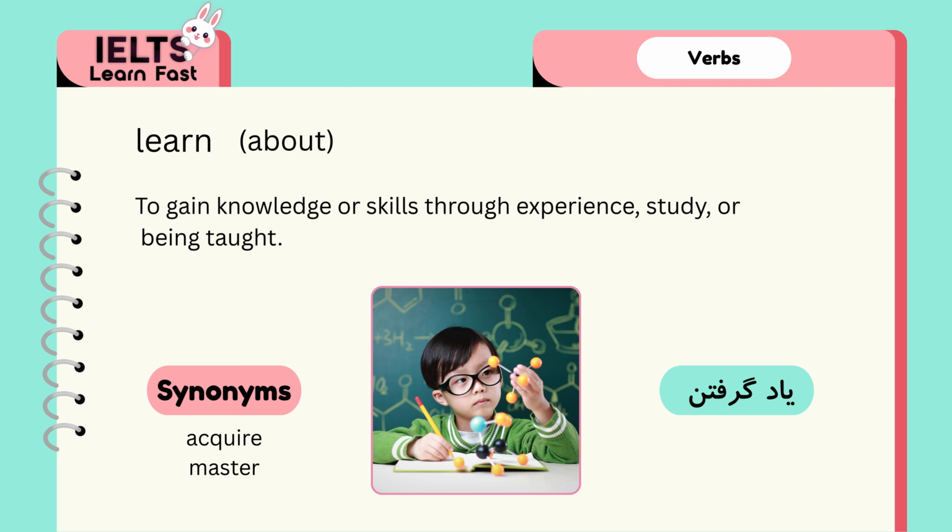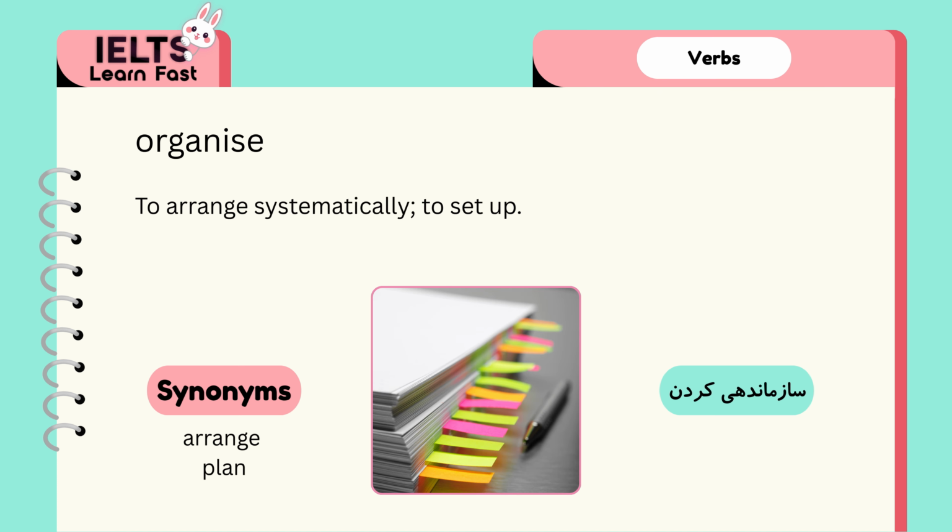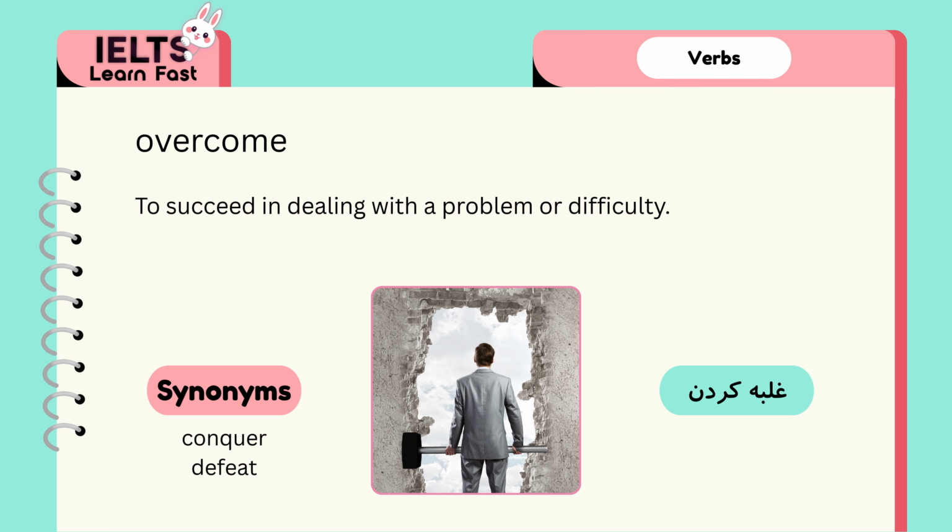Learn: to gain knowledge or skills through experience, study, or being taught. Synonyms are acquire or master. Organize: to arrange systematically or to set up. Synonyms are arrange or plan. Overcome: to succeed in dealing with a problem or difficulty. Synonyms are conquer or defeat.